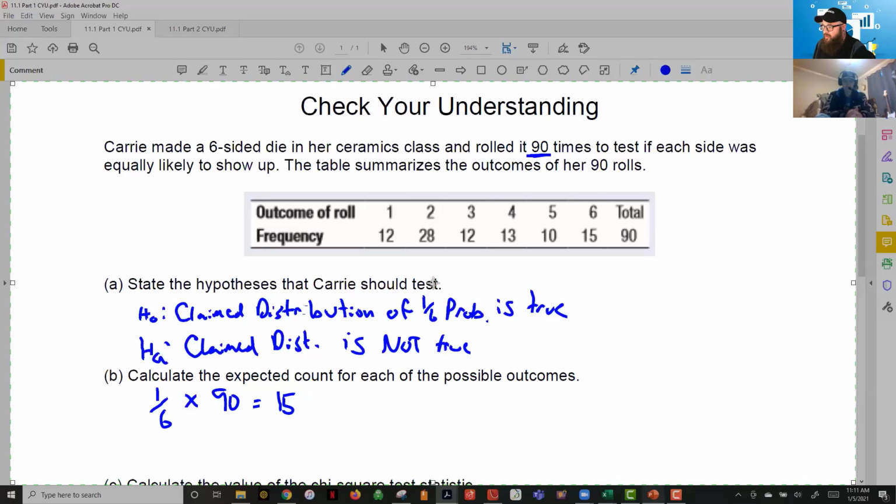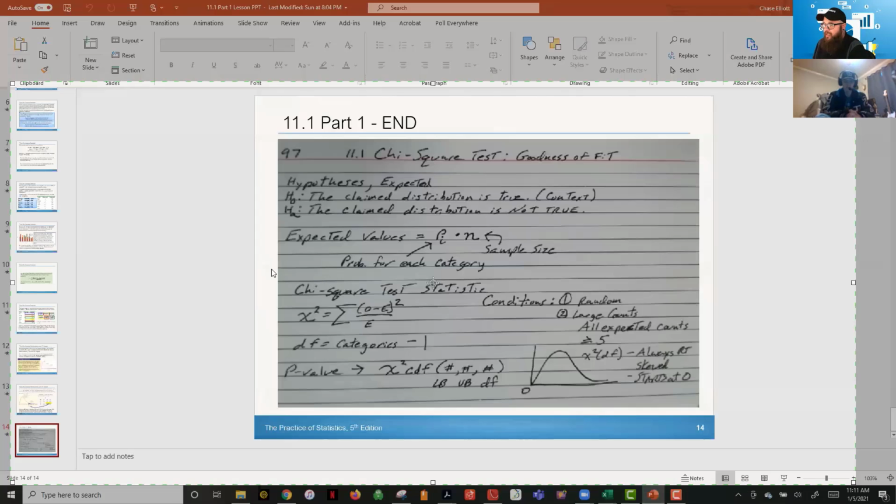Looking at the expected values, it's saying your probability for each category, in this case each number on the side of the die, had a 1/6 probability of getting chosen, and we did a sample size of 90. That's how you calculate your expected values every time. That's a big thing to take away, because when we get down to the chi-squared test and calculate our chi-squared value, you'll definitely need to know that expected value, since it's a key part of the equation.